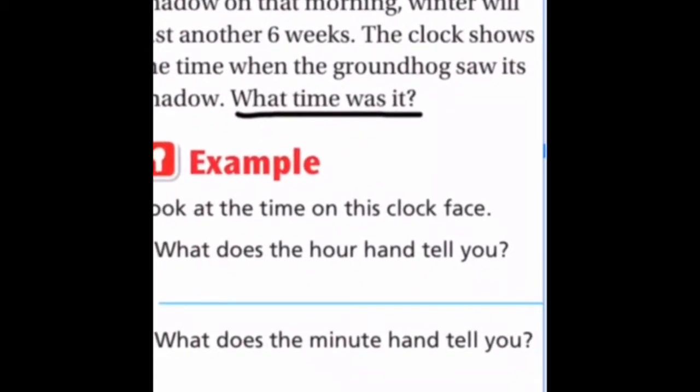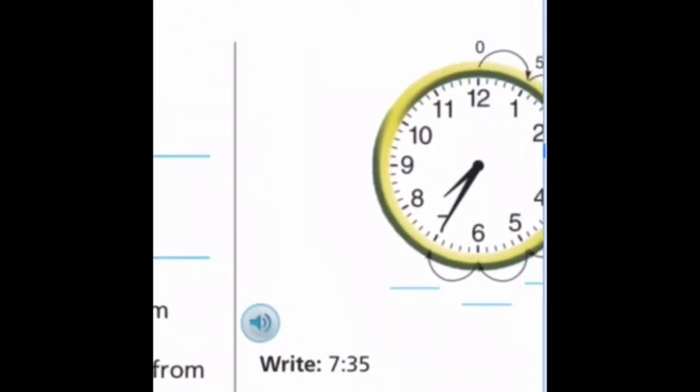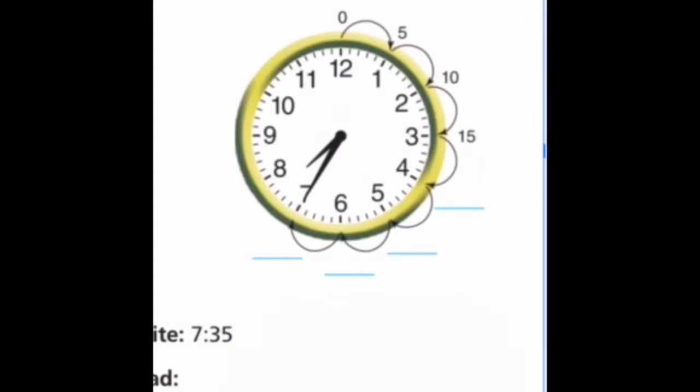Okay. So, look at the time on the clock face on the side. What does the hour hand tell us? So if we look here, two things to remember. Hour hand is the short one. The minute hand is the longer one. So we have to make sure we know those things. The hour is the shorter hand.